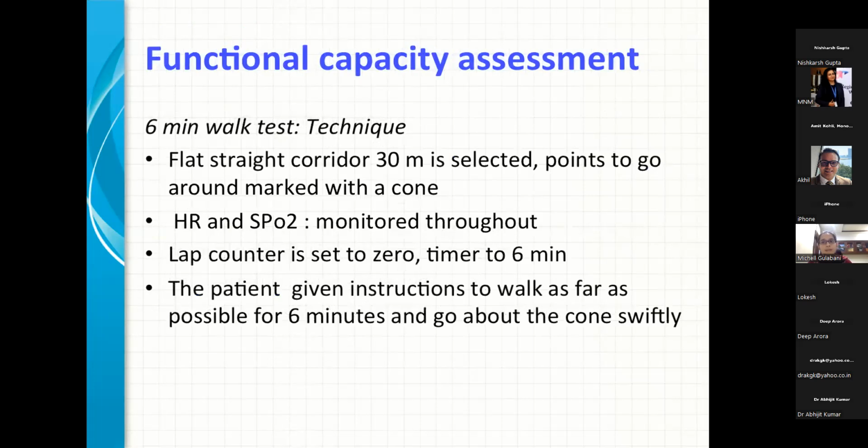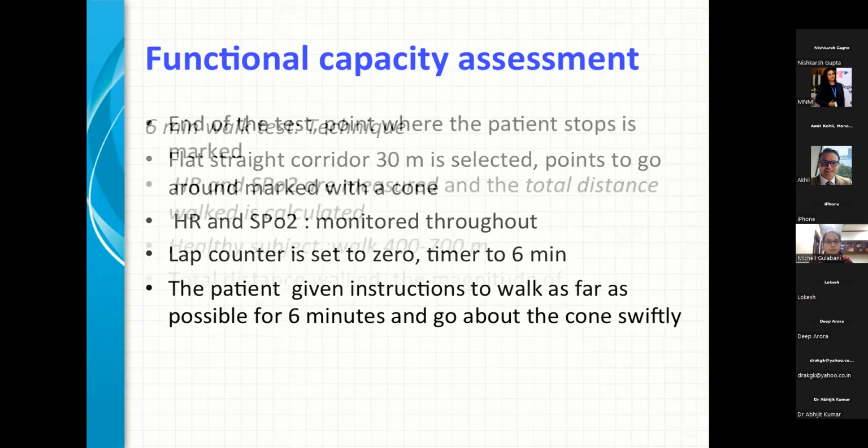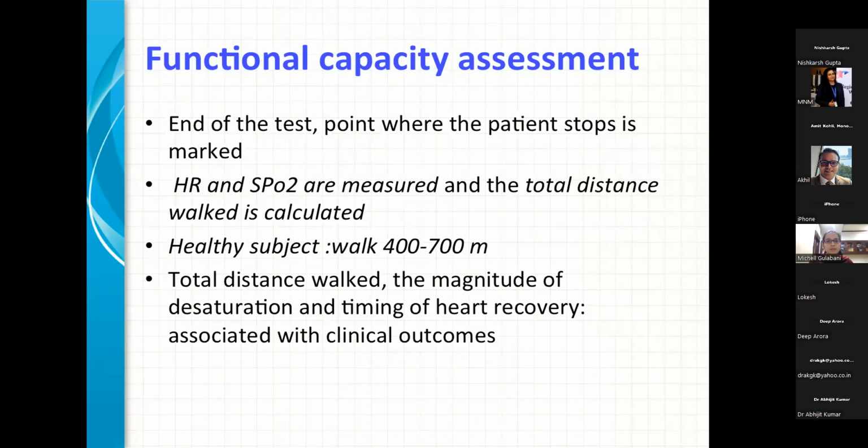A commonly used method to assess this is the 6-minute walk test, in which the patient is asked to walk on a selected corridor for 6 minutes. Heart rate and SpO2 are monitored throughout the procedure. A healthy subject can walk 400 to 700 meters, and the total distance walked is calculated.